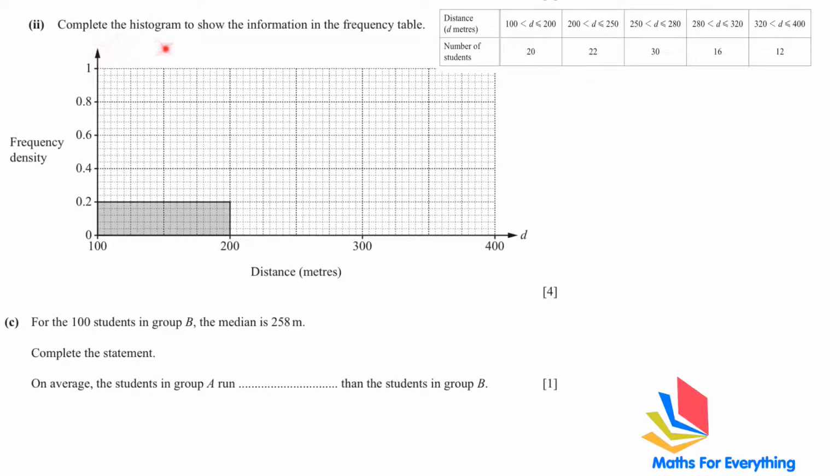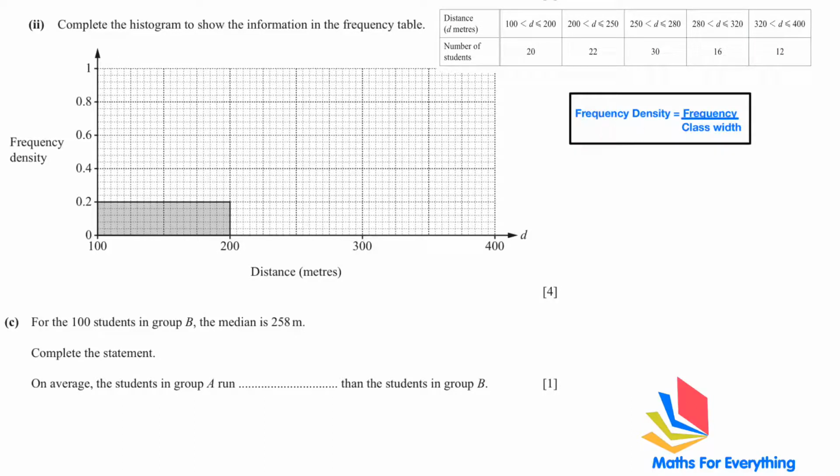Part 2. Complete the histogram to show the information in the frequency table. This is our frequency table, and to complete the histogram, we need to find the frequency density for each of these class widths. How do we do that? We use the formula frequency density is equal to frequency over class width. The first bar has been drawn for us. For the second bar, to find the frequency density, frequency is 22 and class width is the upper limit minus the lower limit. So 250 minus 200, this will give you 0.44.